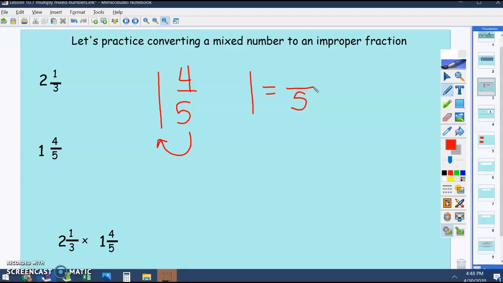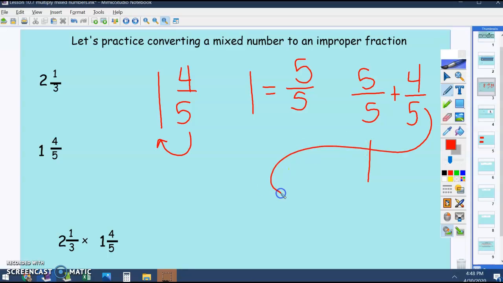So what can I make my 1 whole equal to if it has a denominator of 5? Well, if I try 5, I know that 5/5 is the same as 1, correct? So if I have 5/5 represented as my 1 whole, and I also have 4/5, I have to add those 4/5 to my 5/5, and then I would have 9/5 altogether. 9/5. All right, so that is how you convert a mixed number to an improper fraction.